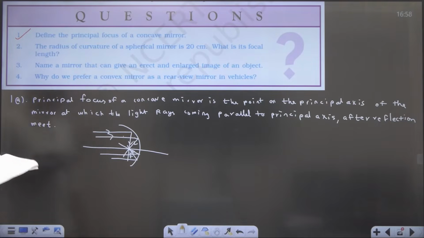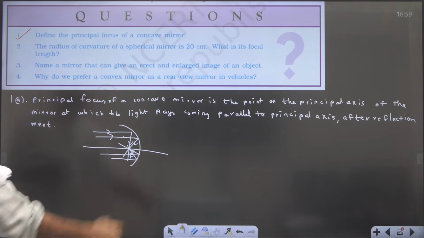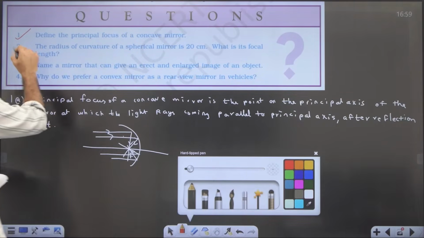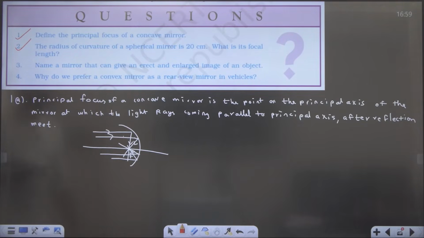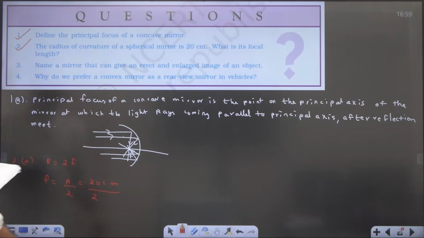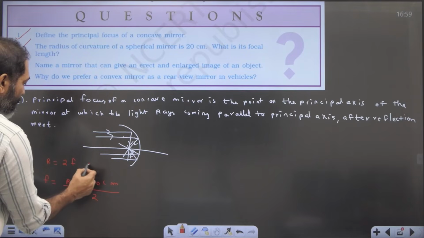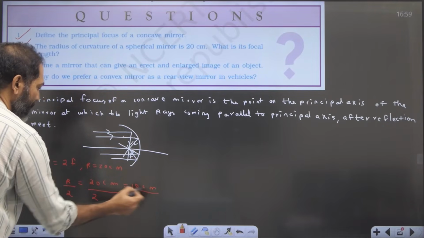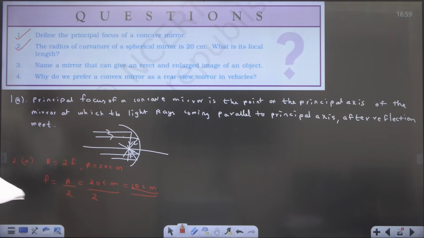So we are done with the first question. So let's see the second question. Radius of curvature of a spherical mirror is 20 centimeter. What is the focal length? Second question answer. Radius of curvature equal to twice the focal length. So focal length is radius of curvature by 2. Radius of curvature is given as 20 centimeter. So 20 centimeter by 2. So answer is 10 centimeter. Focal length is 10 centimeter.